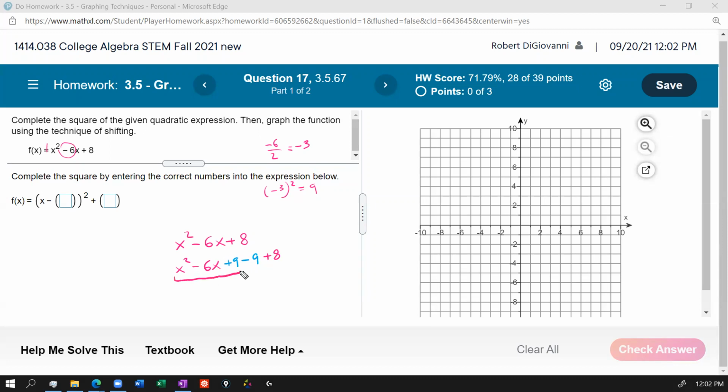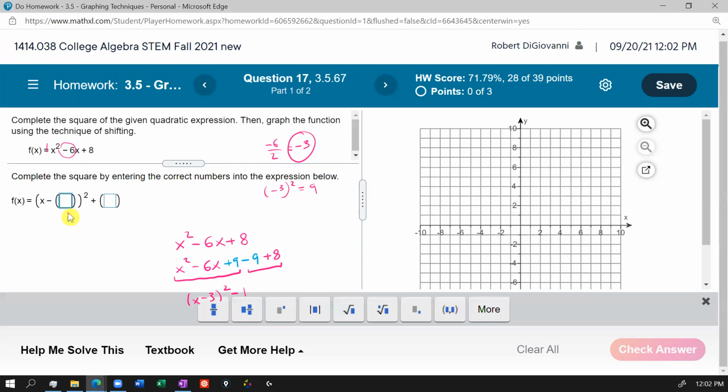The first 3 terms, though, will factor guaranteed to be x and then this number, -3, squared. And then you put these 2 numbers together and you get -1. So this will become x minus 3 squared. And then over here plus, it'll be -1, -1.